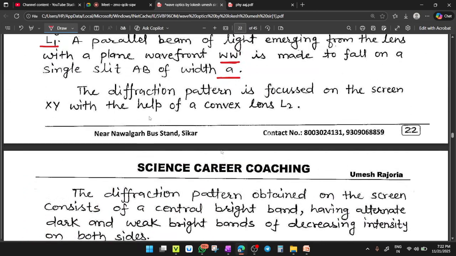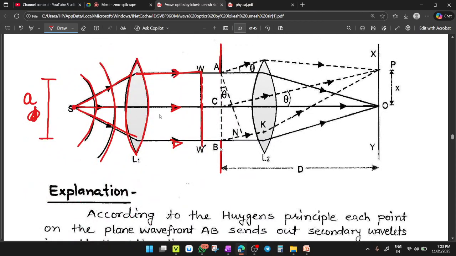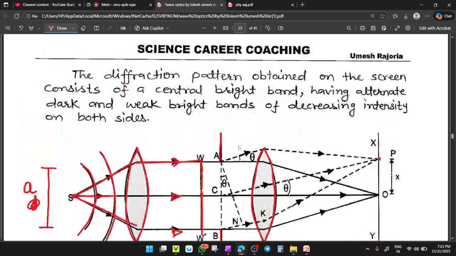Clear? The diffraction pattern is focused on the screen XY with the help of convex lens L2. Actually, we want to see the diffraction pattern, and these diffraction patterns are made by different waves. So to see this diffraction pattern clearly, I have placed the second lens. This will focus different diffracted rays at different positions, and you will have a sharp image of diffraction, right?